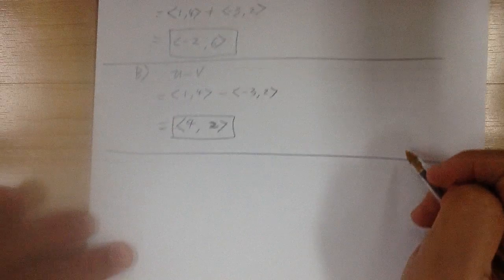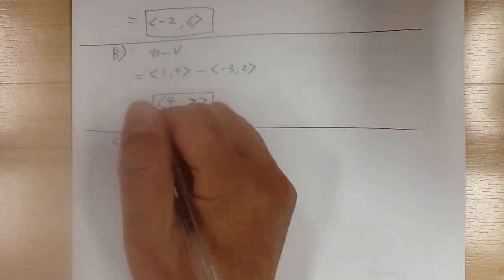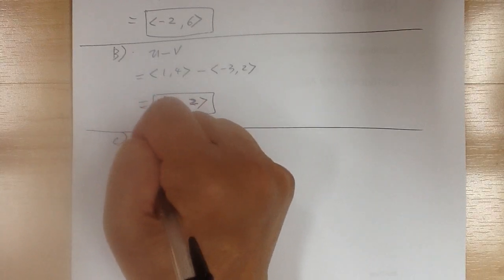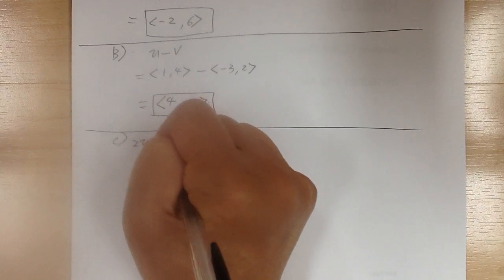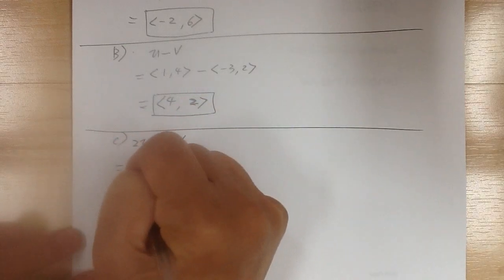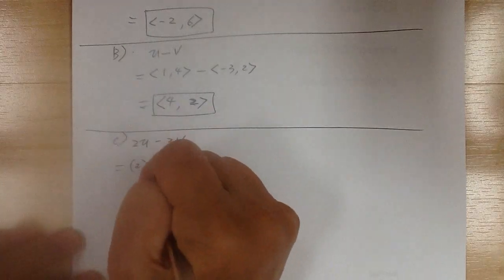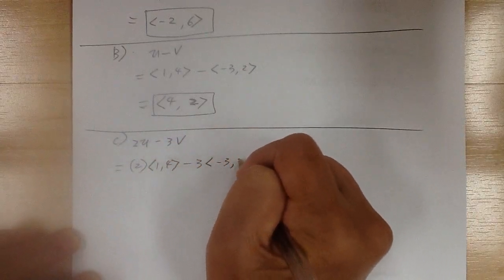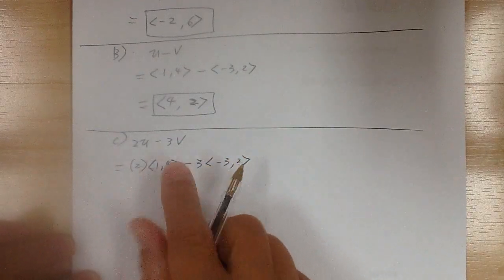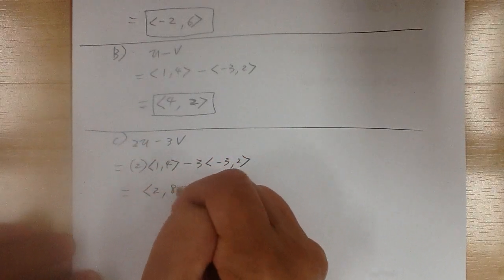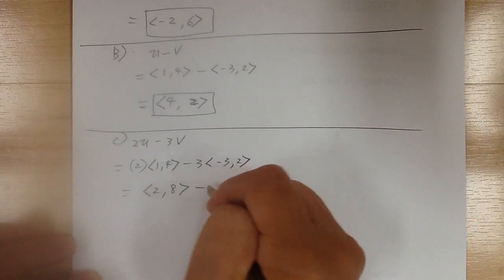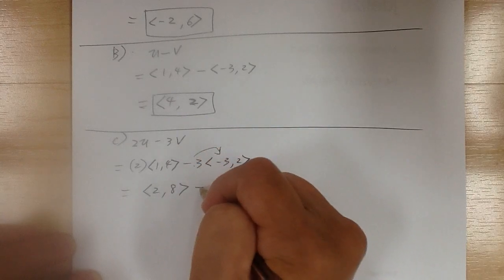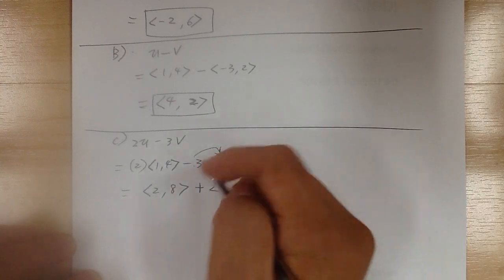Okay, for C, you're looking for 2u minus 3v. Now you just go and substitute. So 2 times 1, 4 minus 3 times -3, 2. Now for this case you have to distribute first. So this will equal 2, 8. This becomes minus. I'm going to distribute, so -3 times -2, I'm going to make it into plus. I'm going to just multiply in.